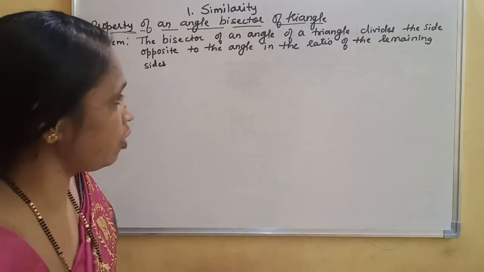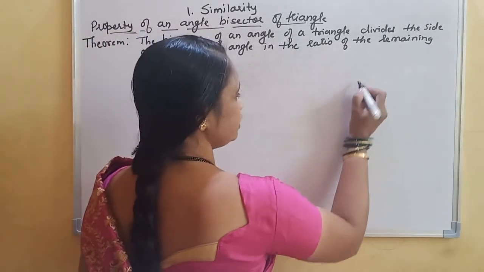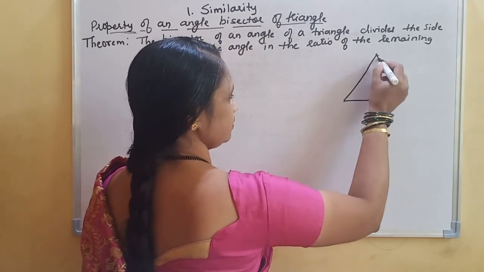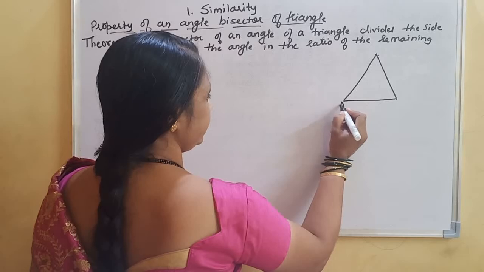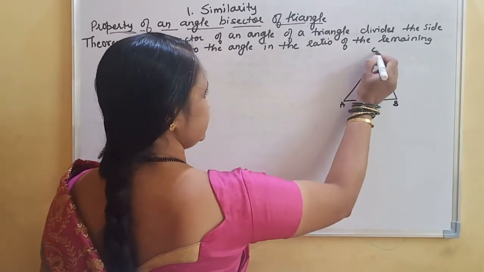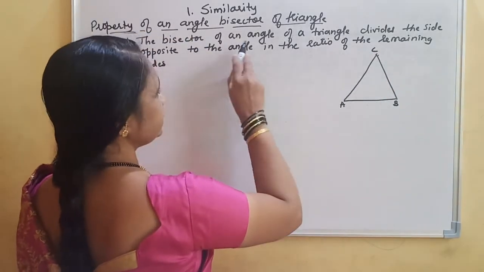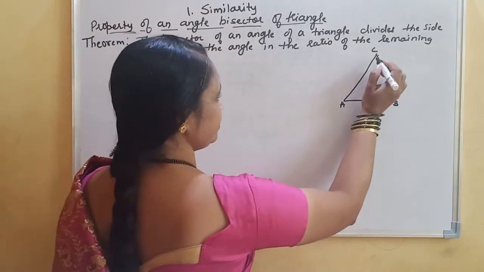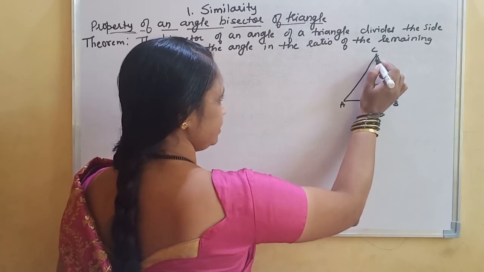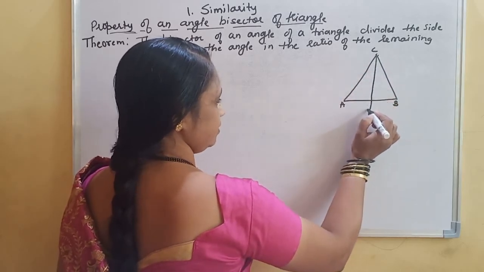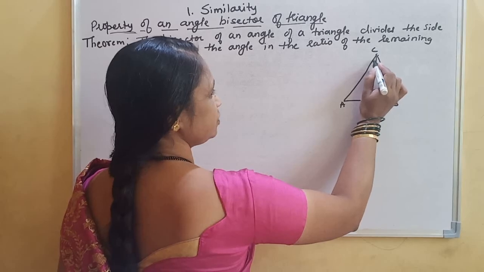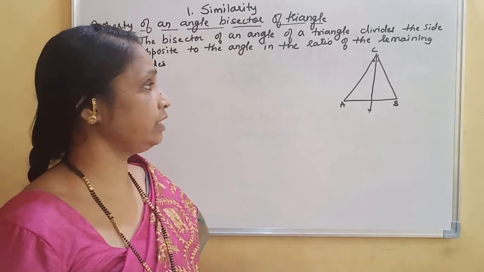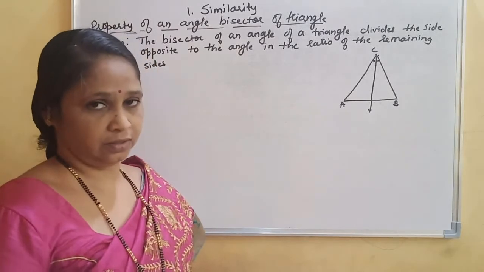Means first we have to draw a triangle. We'll draw triangle ABC. Now what does it say? The bisector of an angle of a triangle divides the side opposite to the angle. Means this angle divides this opposite side. Bisector means their measures are the same; they equally divide the angle into two parts.